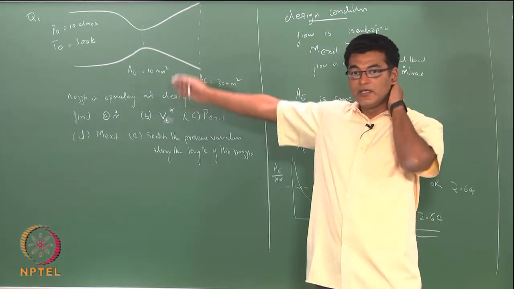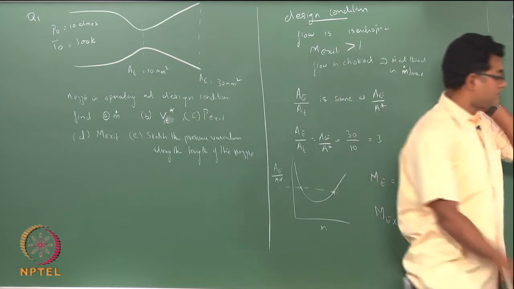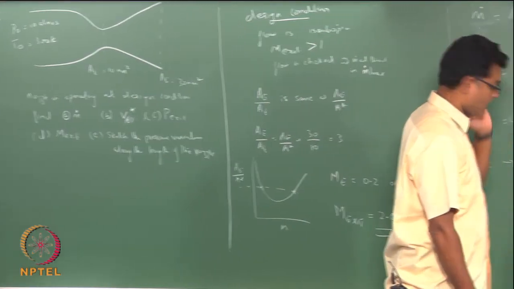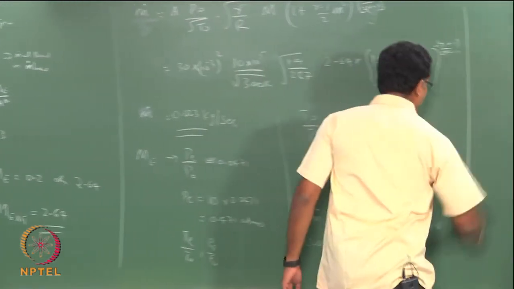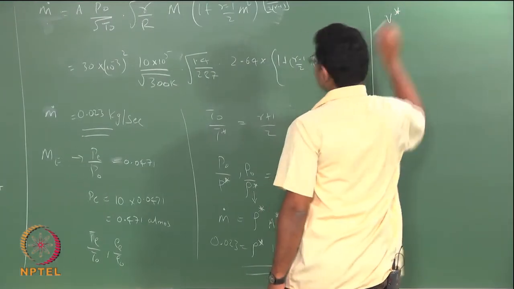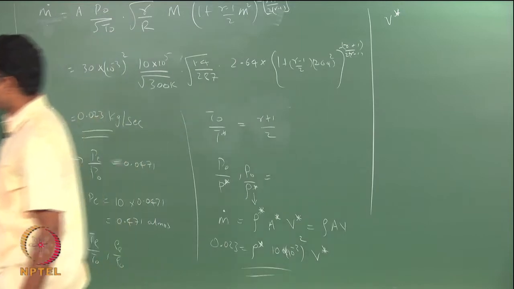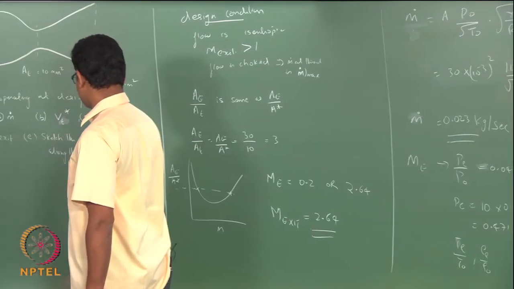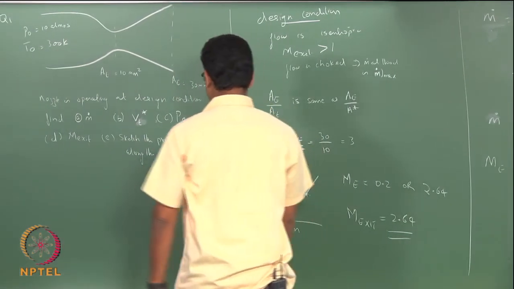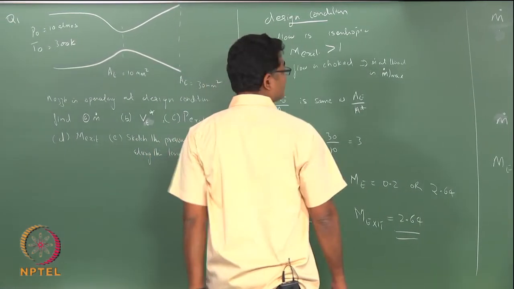So, your V at the throat is your V star, from which you can get V star. So, we have computed m dot, V star, P exit and M exit. Now, sketch your pressure variation.